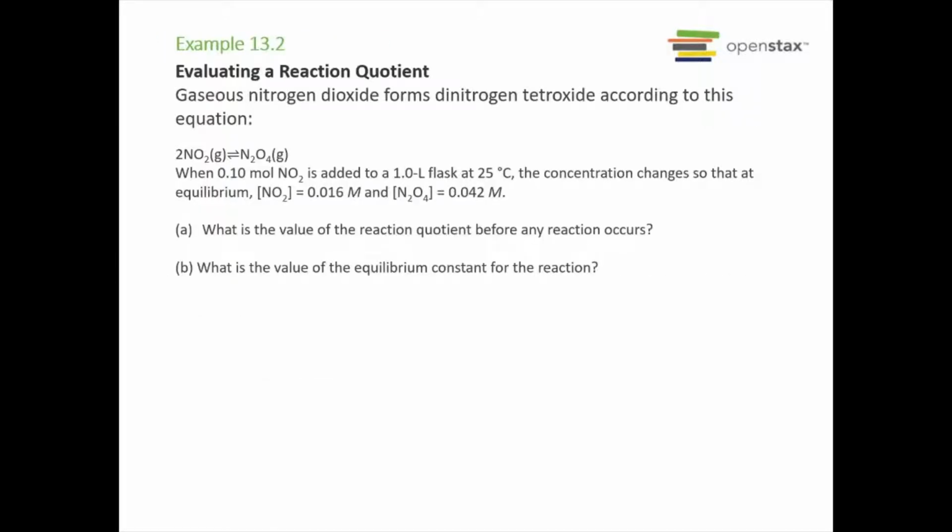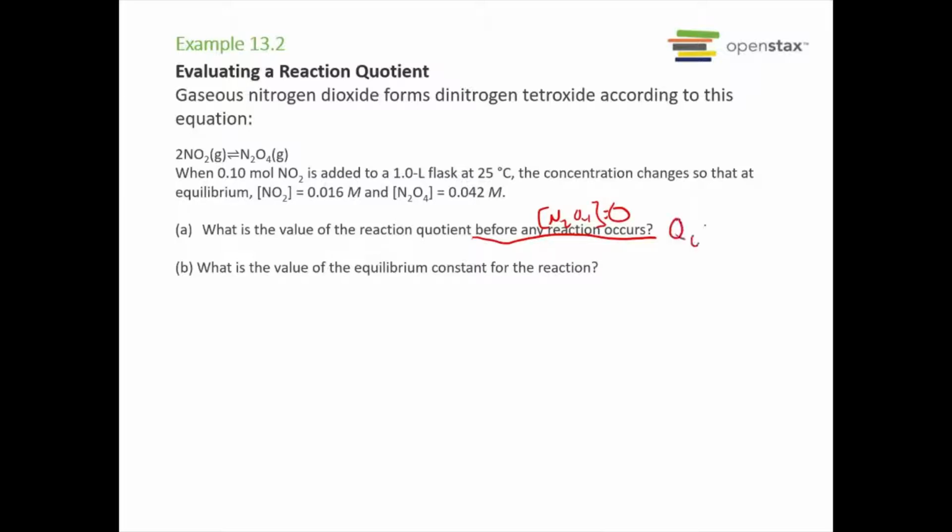So let's look at an example evaluating a reaction quotient. We're told gaseous nitrogen dioxide forms dinitrogen tetroxide according to the reaction shown there. When 0.10 moles of NO2 is added to a 1 liter flask at 25 degrees Celsius, the concentration changes so that at equilibrium, NO2 is 0.016 and N2O4 is 0.042 molar. So our first question is, what is the value of the reaction quotient before any reaction occurs? Before any reaction occurs, the concentration of N2O4 is going to equal 0 because all we started with was NO2.